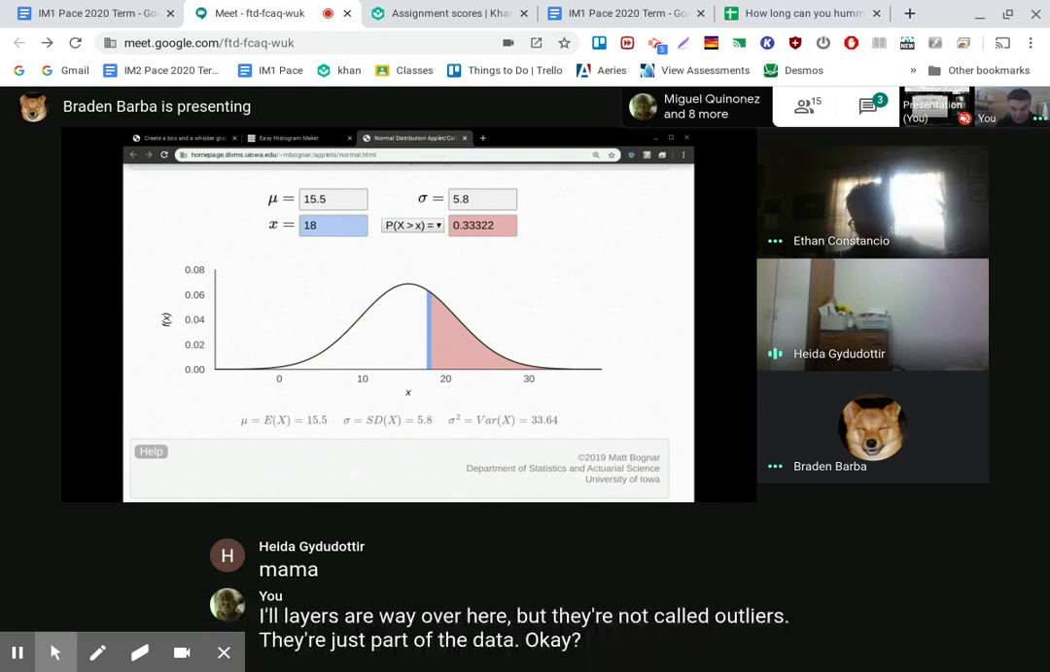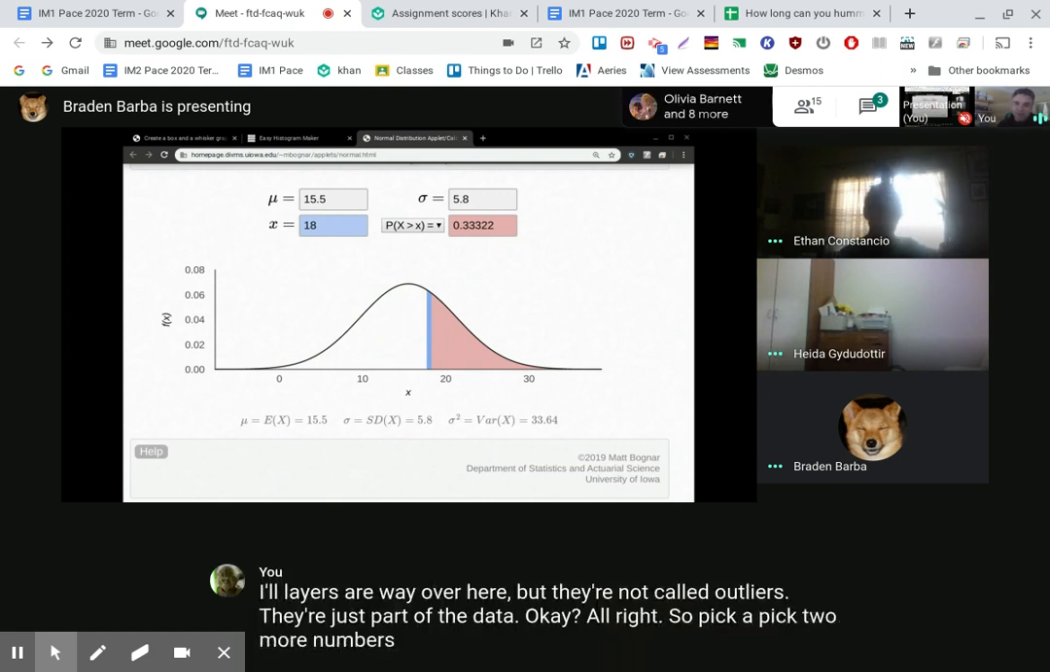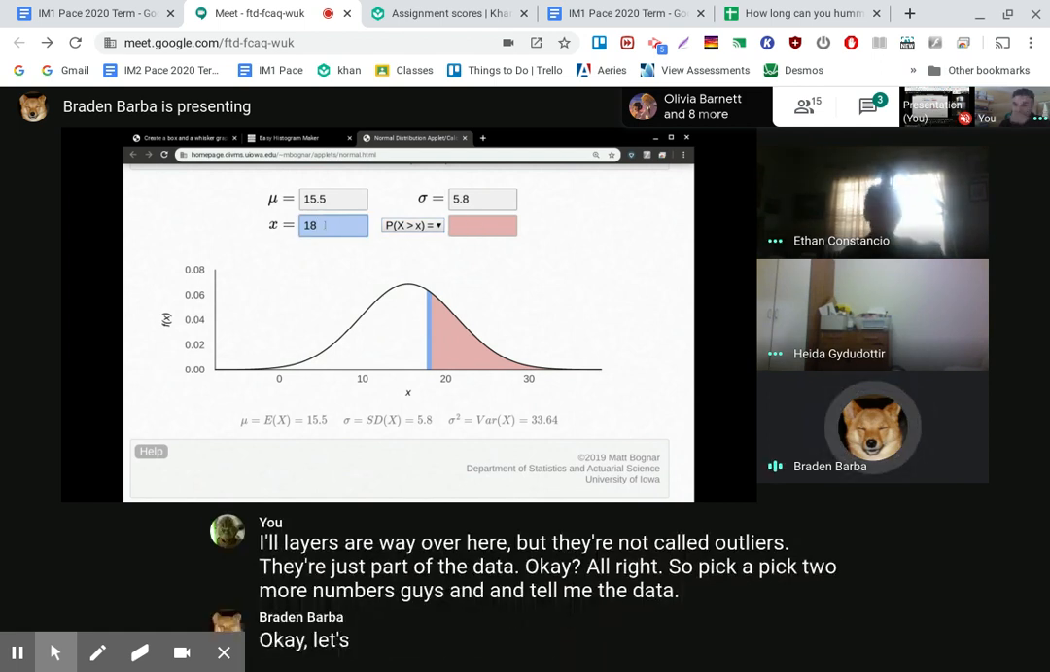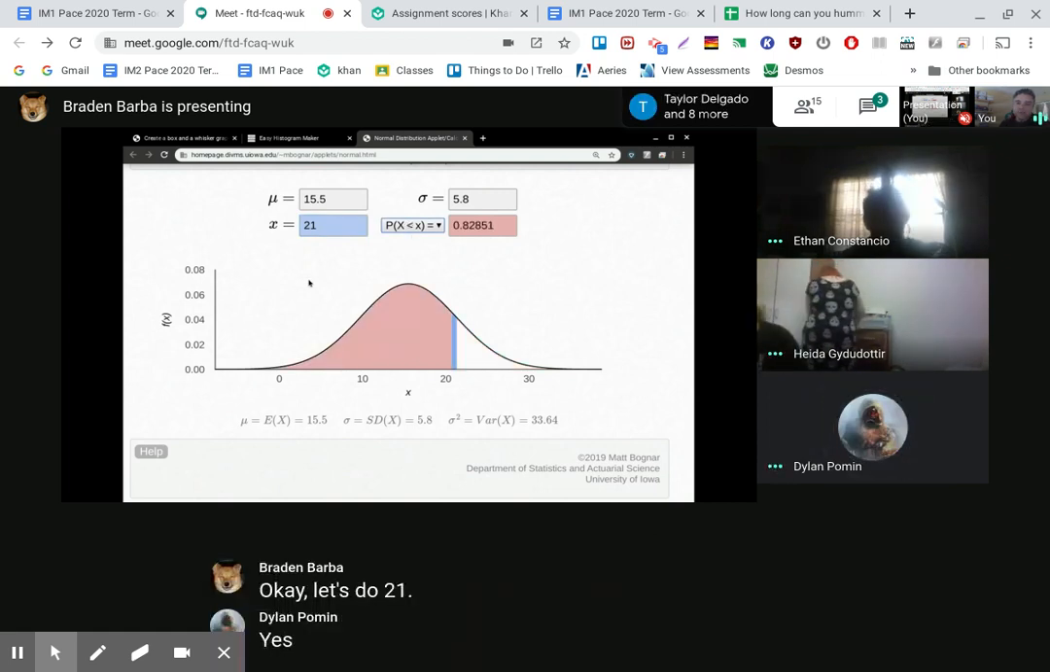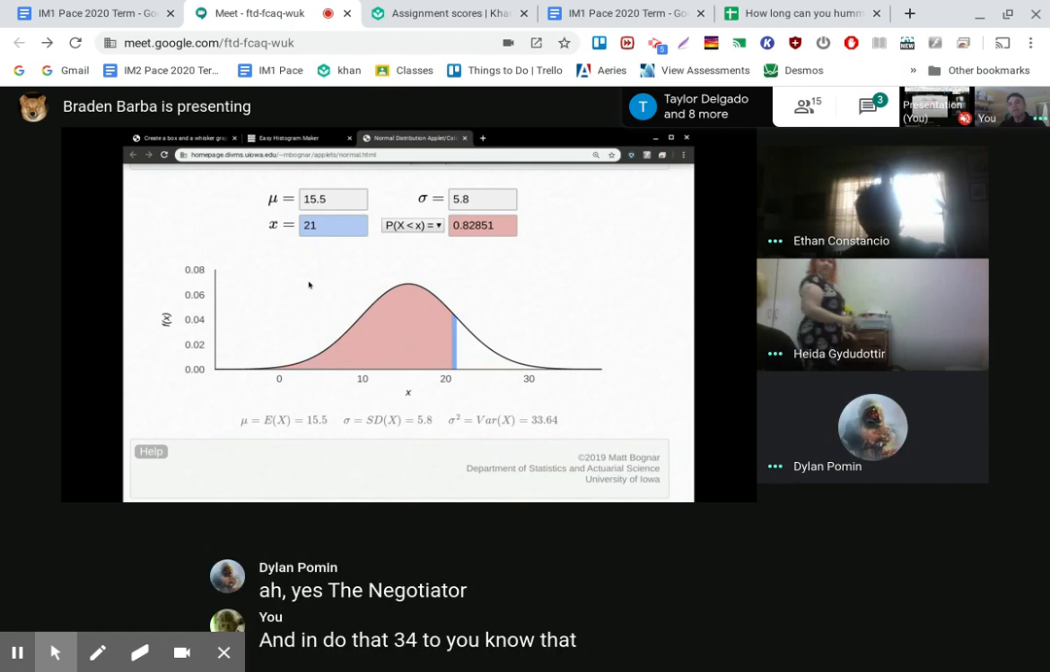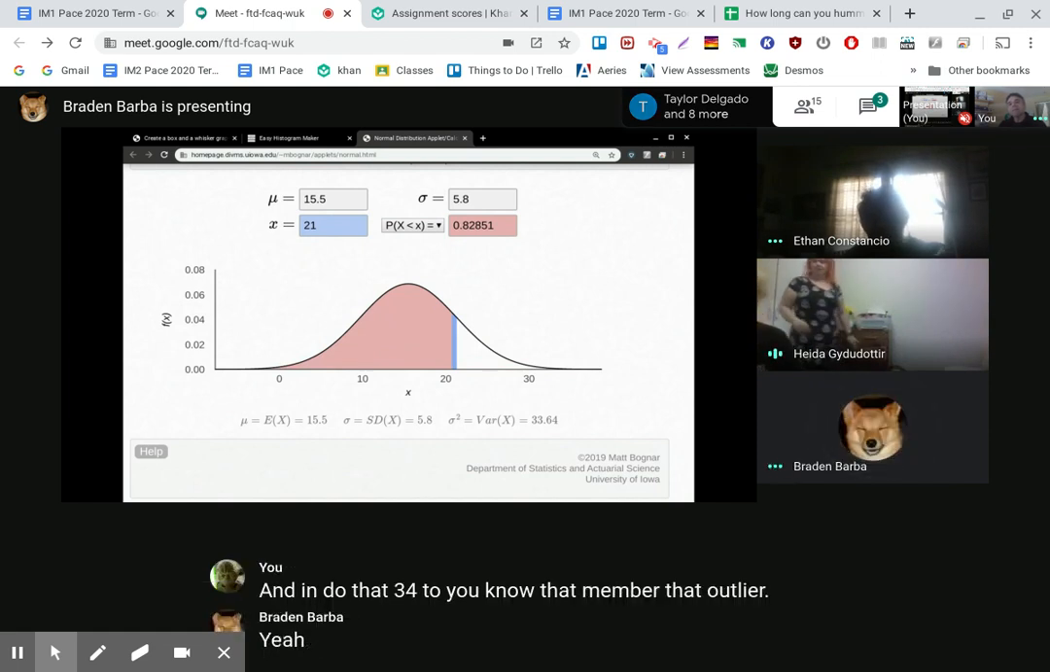All right, so pick two more numbers, guys, and tell me the data. Okay, let's do 21. And then do that 34 too. Remember that outlier? Yeah, 34. So, 21. There is 82% below.